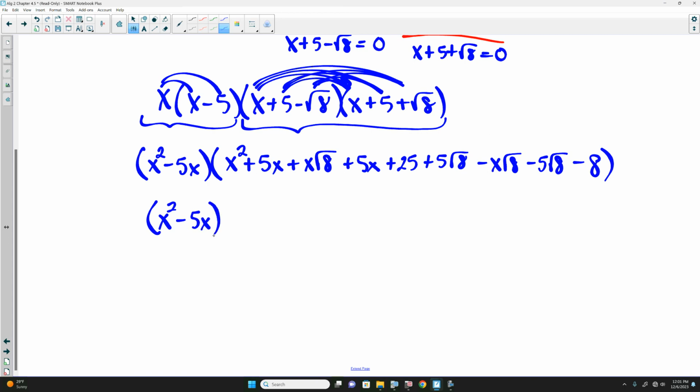Now looking at that entire set, well, x square root of 8 and negative x square root of 8 will be 0. 5 square root of 8 and negative 5 square root of 8 are gone. And everything else that's left, we can combine with its like terms. X squared, there's no like terms. 5x plus 5x is plus 10x. And 25 minus 8 is plus 17.